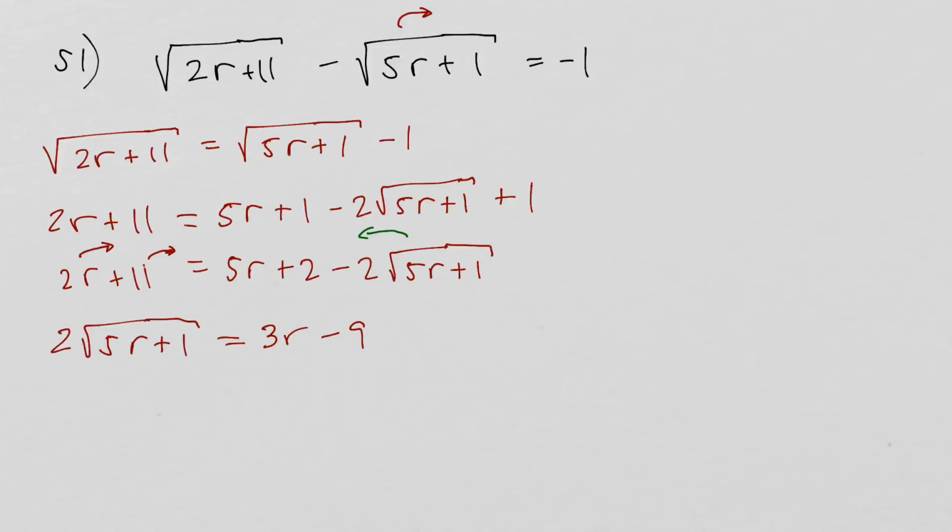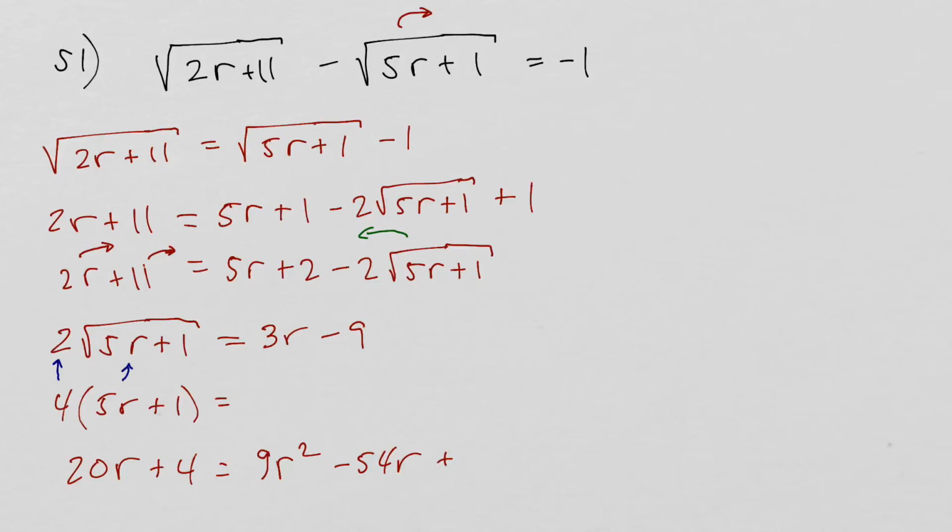When I square the left, I got to square this and get a 4. And I'll square this and get rid of the radical and get 5r plus 1, which is going to give me a 20r plus 4. When I square the right, I have a binomial. So remember, you square the first item, 9r squared, twice the product of the two items, so negative 54r, because the product of the two is negative 27, but twice that. And then the last item squared. Negative 9 squared is a positive 9.